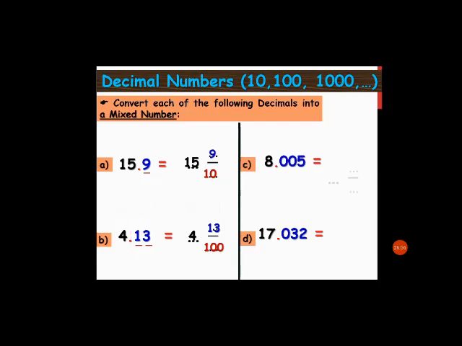Here I have 8 as a whole number, so I will put the 8 in the whole, and then 3 places, so 3 zeros, so 1000, and 5 in the numerator. So 8 and 5 over 1000. Here I have also 17 in the whole number, and in the denominator I have 3 places to the right of the decimal, so I have 1000 in the denominator, and in the numerator 32. So 17 and 32 over 1000.